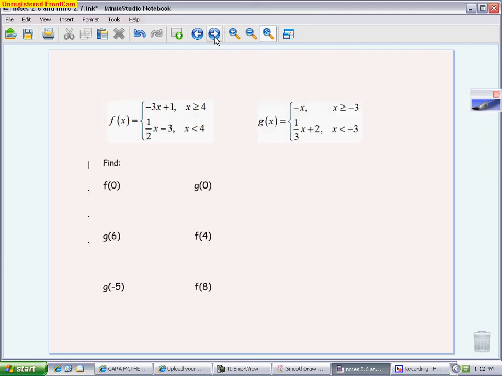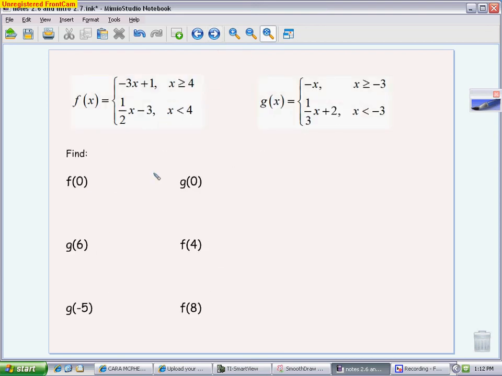I've got one more screen, and again, if you want to practice these on your own and check your work, you can pause this, or if you want to just work with me, I'm going to go through each one. You'll notice here, now we have two piecewise functions. So not only do we have to decide which equation we have to put it into, but we have to make sure we're working with the right function. Anytime it's talking about an f function, it is referring to this one. This is your g function.